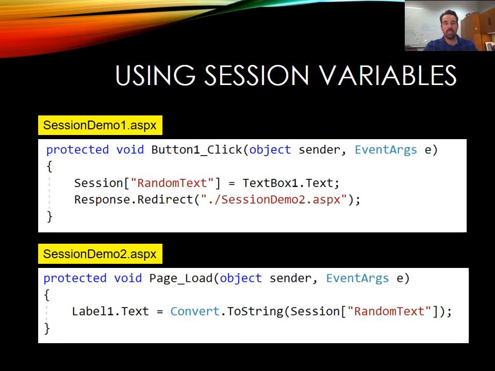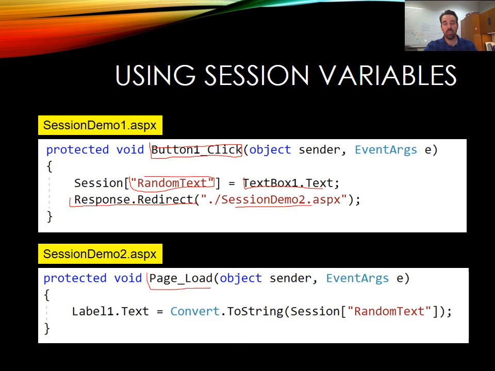Now, looking at how that looks, let's say we have two pages here, sessiondemo1.aspx and sessiondemo2.aspx. When this button is clicked in the first page, what the developer wants to happen is to set some session variable called random text equal to whatever's typed into text box 1. And then, like we learned about Response.Redirect, this command takes the user to the second page, sessiondemo2.aspx. We see the code down here.